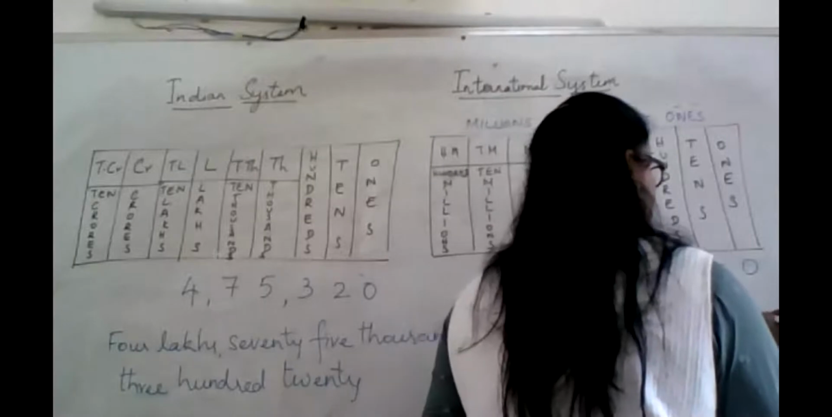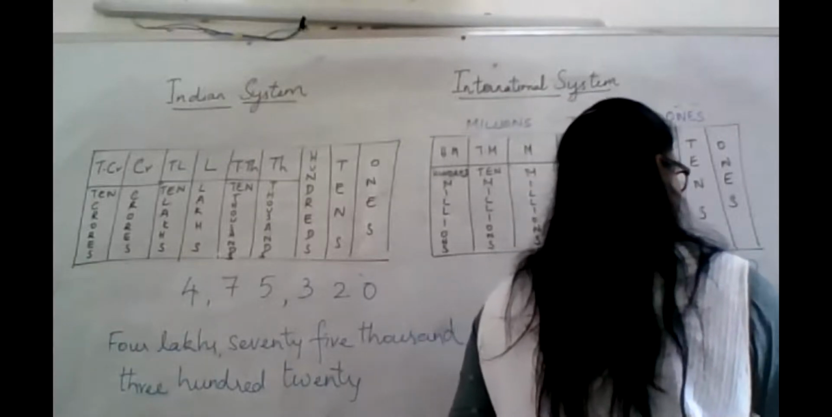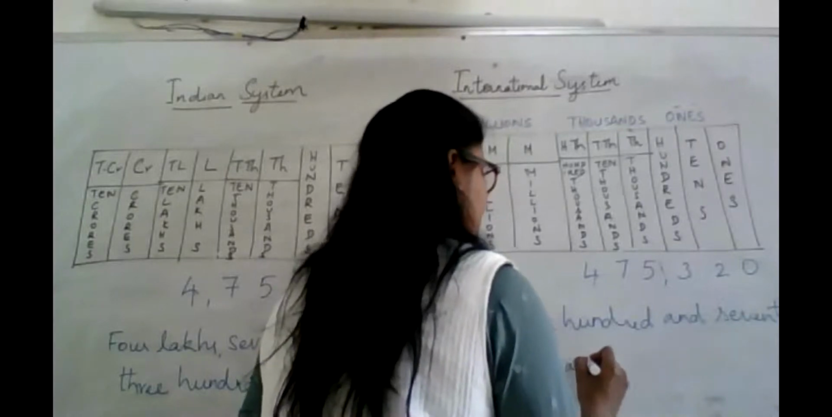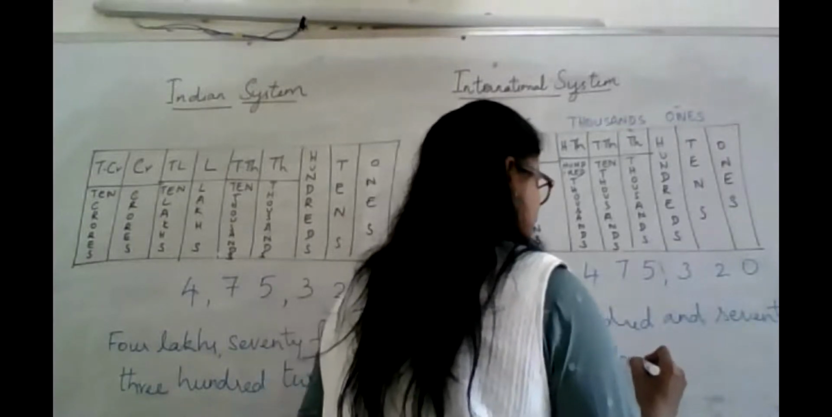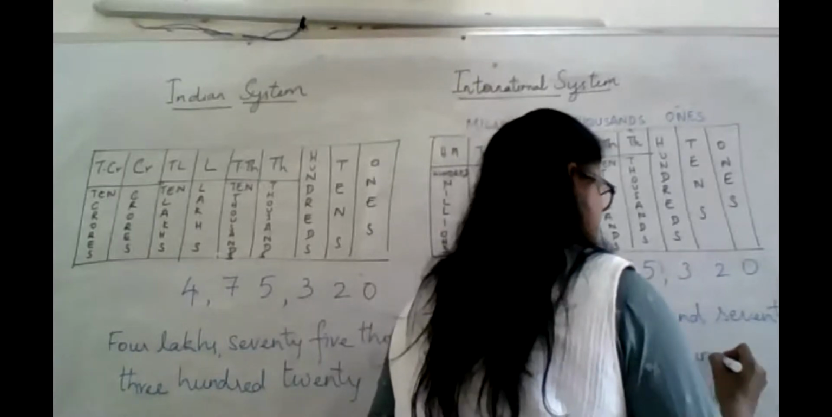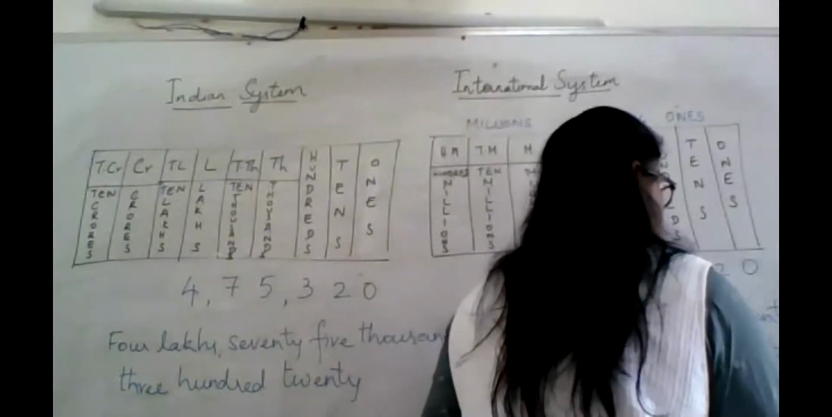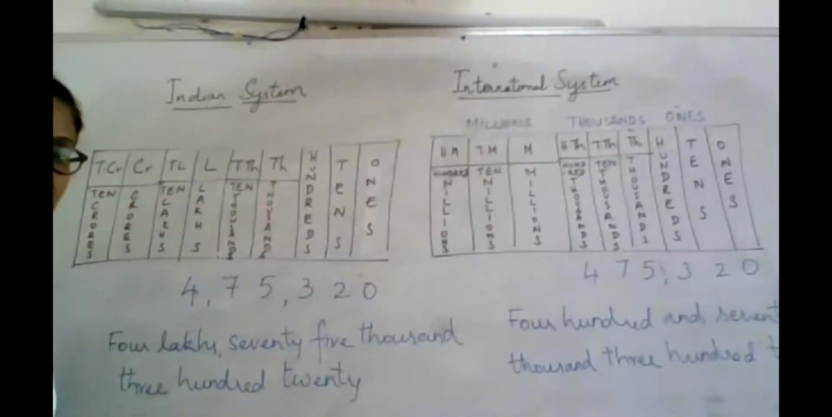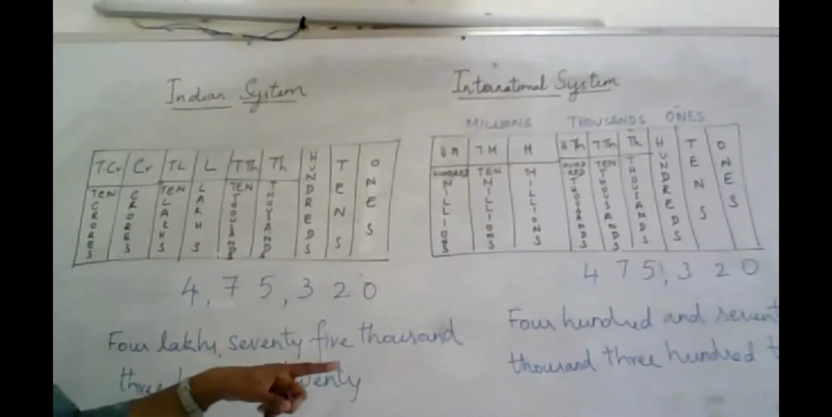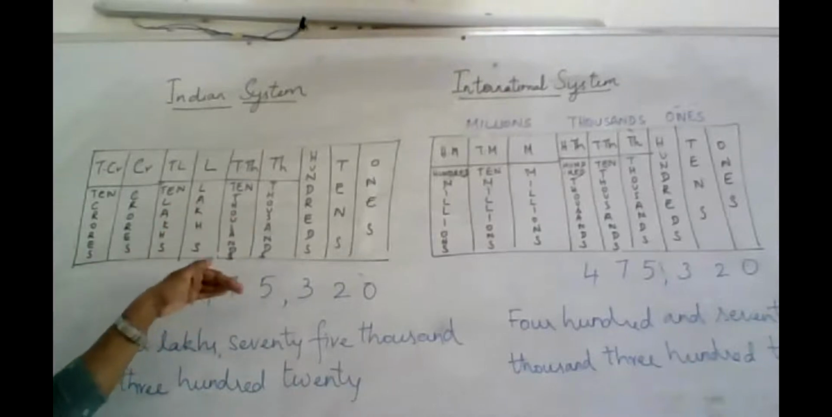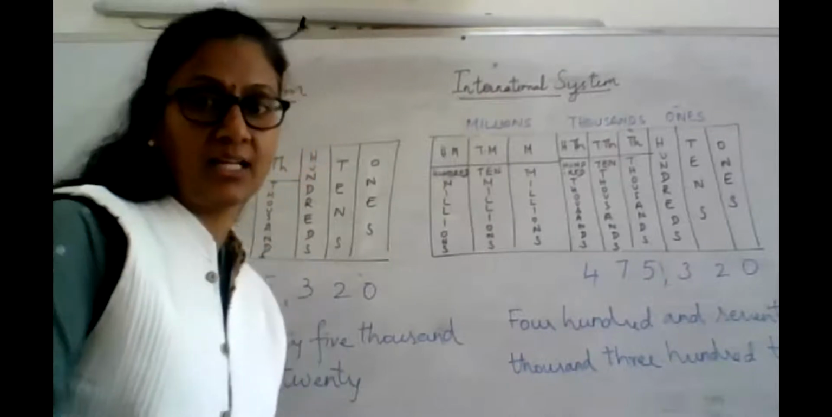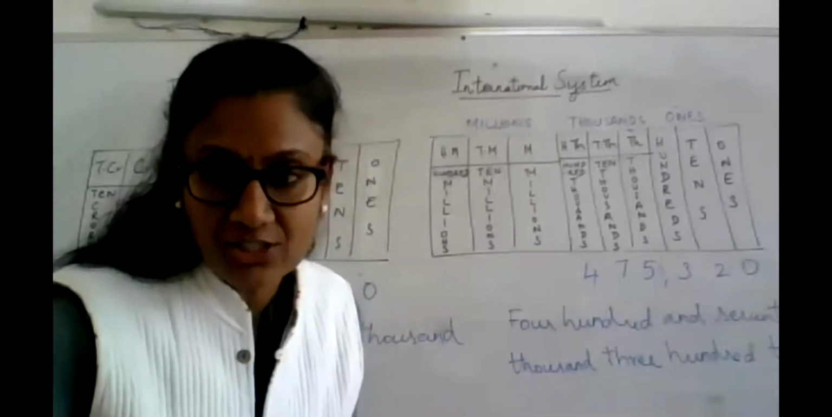So when you write it in the Western system, it will be 475,320. This is how it is written in the international system. Can you see the difference? Because the place values are different in the different systems, you have to read it like this. Now what else was asked in the question there?